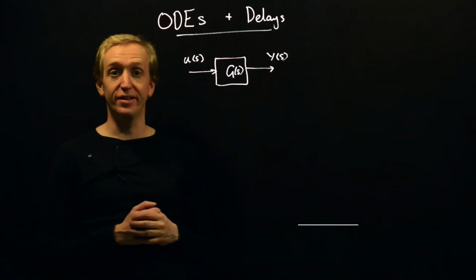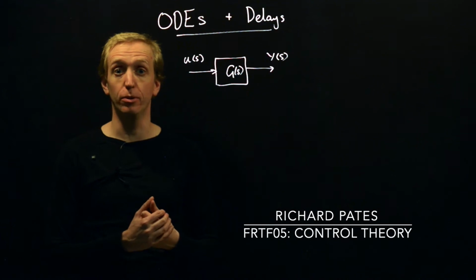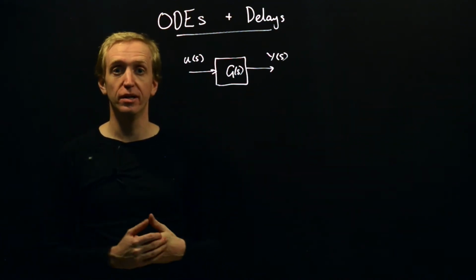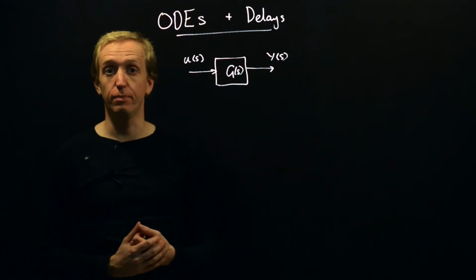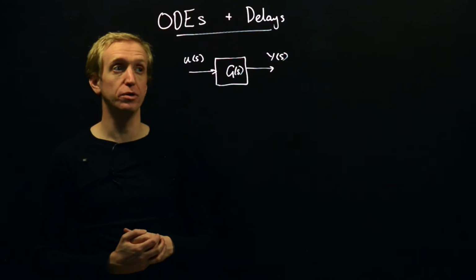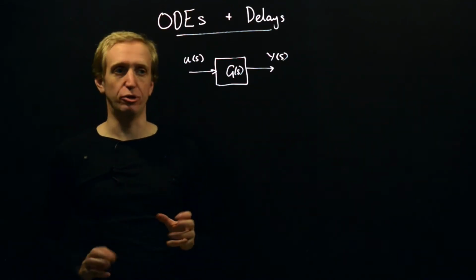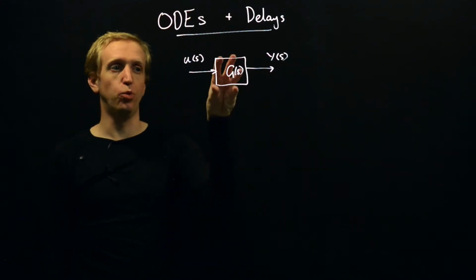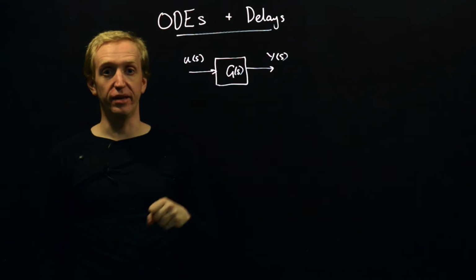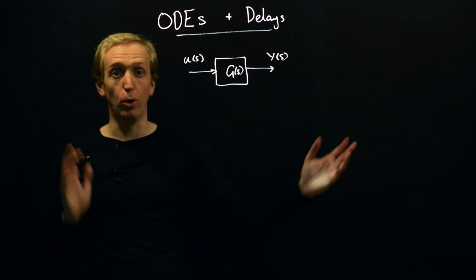Hello, I now want to talk briefly about two of the most common types of input-output linear time invariant system that we're likely to come across. And these are systems described by linear ordinary differential equations, or ODEs for short, or systems described by delays. And so what we're really interested in understanding today is what the transfer functions of these types of system look like, and then this sort of gives you a modeling framework to build up really very complicated models.